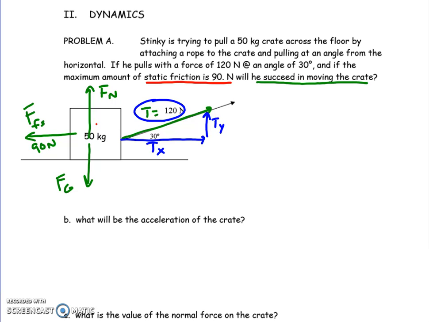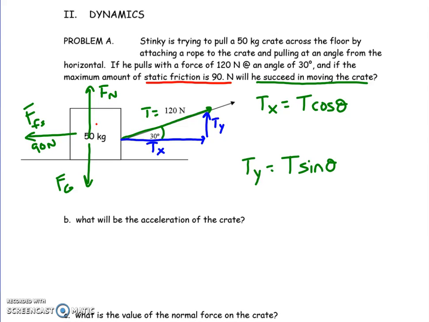Okay, so now the rest is trig. I want to know, essentially, what is Tx? Well, if we apply SOHCAHTOA, we see that Tx is the adjacent side to the 30 degrees, so we should associate that with cosine. So I can say Tx equals the applied force, the tension, multiplied by the cosine of the angle. And I can also say that Ty, this component that's pulling up, so Stinky might not be trying to do this, but he's pulling up on the crate a little bit, is going to be equal to the tension times the sine of the angle.